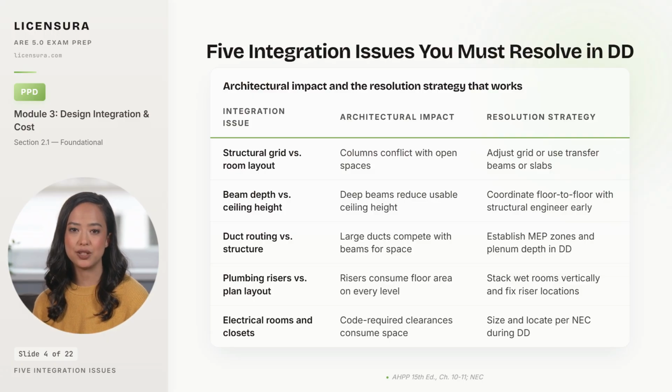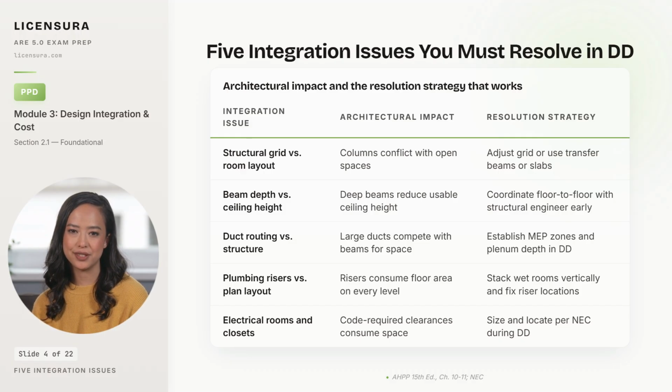Structural grids that conflict with the room layout produce columns in places the program does not want them. Resolve by adjusting the grid or by accepting transfer beams and transfer slabs at premium cost. Beam depth competing with ceiling height is the classic plenum math problem. Resolve by coordinating floor-to-floor heights with the structural engineer early enough that the structure can size for the height you can afford. Large duct routes competing for plenum with beams. Resolve by establishing dedicated MEP zones and a committed plenum depth in DD, not by hoping the contractor will figure it out.